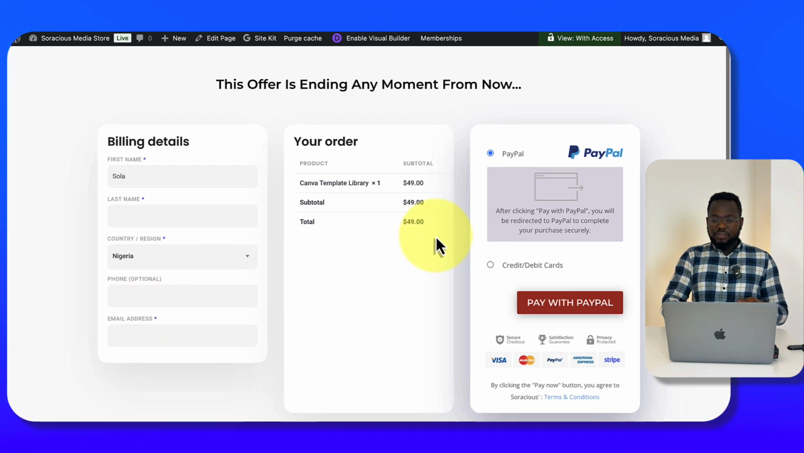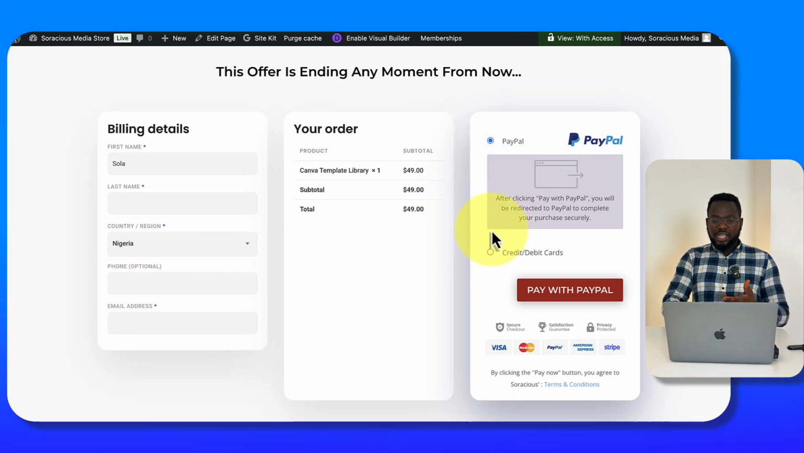Then if you come here, you can either pay with PayPal or you can pay with your credit card. Seamless experience. Now, can this be better? Yes. Let us know in the comments if you think this can be better. But this is a seamless experience.